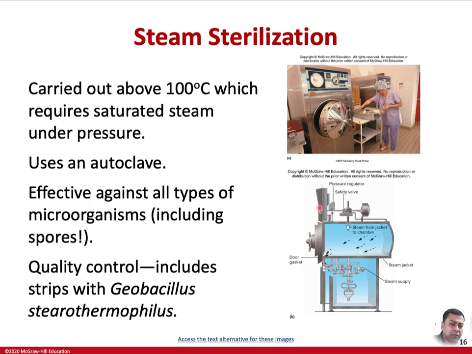So how this process essentially works is that you have a jacket which is constantly charged with steam, and you just put your material inside this chamber, you close the door, there is a silicone gasket in there, and you turn on the process. First it will purge all the air, and then it will increase the temperature, basically sterilize. There are different cycles that go on.